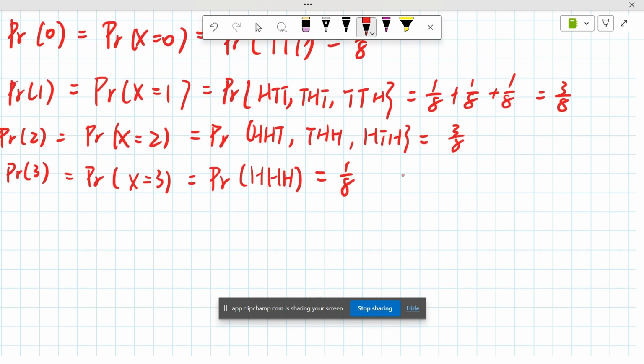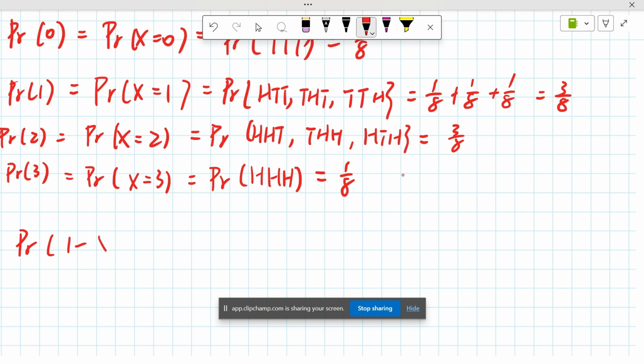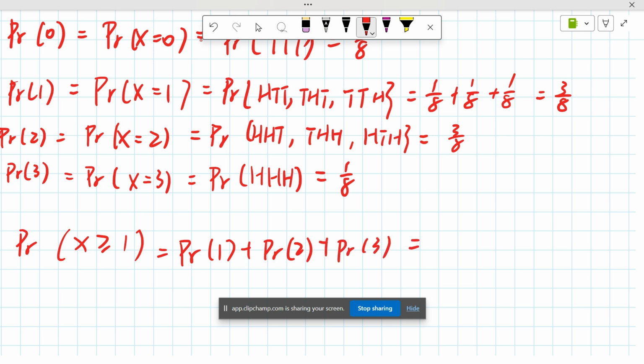So we're just using probability of 1 minus the... so, sorry, x greater than or equal to 1. So that's equal to probability of 1 plus probability of 2 plus probability of 3 equal to 7 over 8. And that's question B. And question C.